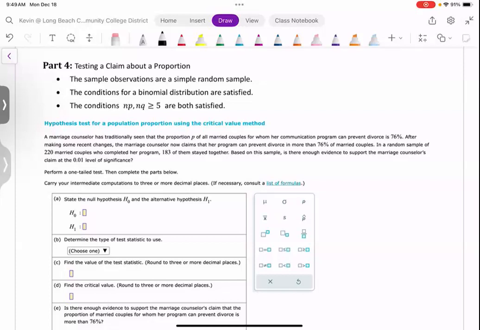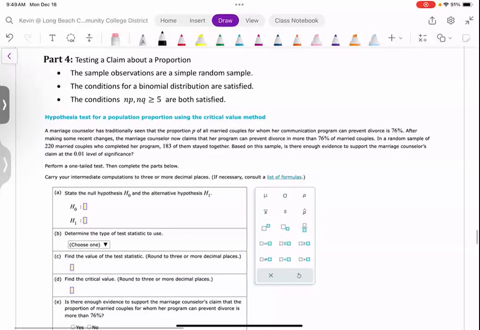Sample observations are a simple random sample. Conditions for the binomial distribution are satisfied, and np and nq are both bigger than 5. We're not going to test that every time, but we could if we needed to.